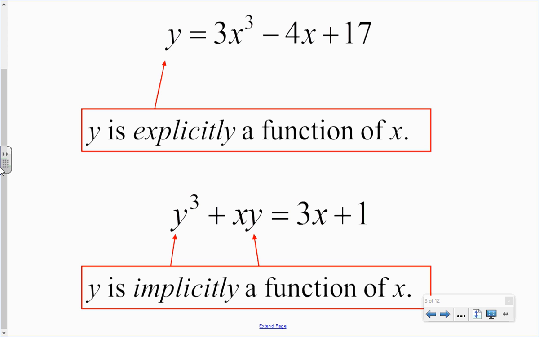Some of them aren't even going to be true functions. Like x squared plus y squared equals 25, that is a circle. That's technically not a function. So really I should say y is implicitly an equation of x, because not all the time are we going to have functions passing the vertical line test. So how is that going to affect how we take derivatives?